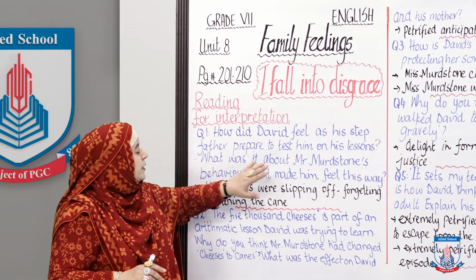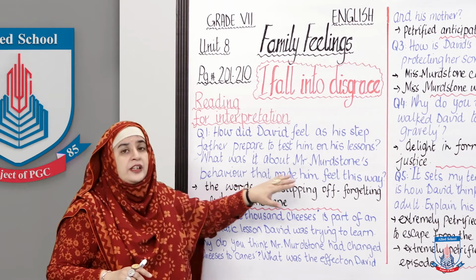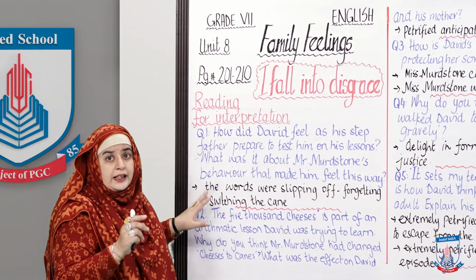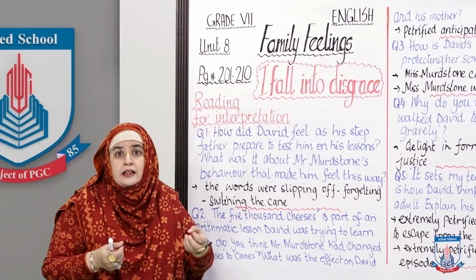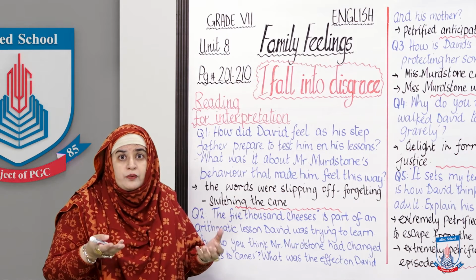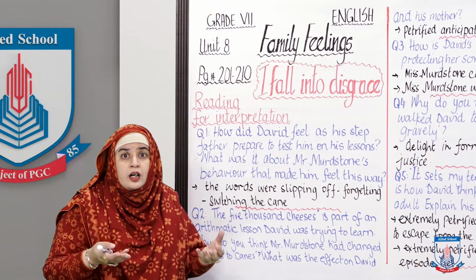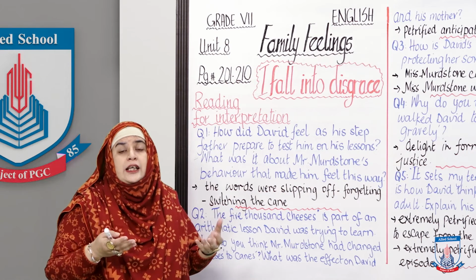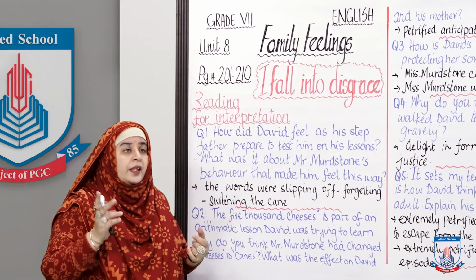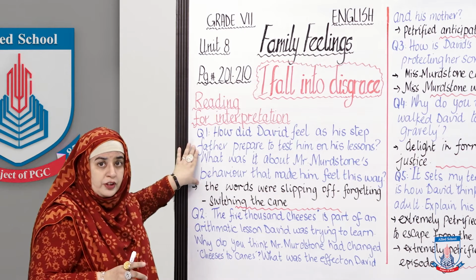What was it about Mr. Murdstone's behavior that made him feel this way? It was him who was switching the canes. He was picking one up and then the other one, weighing them down and seeing which one was heavier, which one was better, which one would hurt more. That really scared David. He anticipated caning, right? So, this was the answer of question number 1.